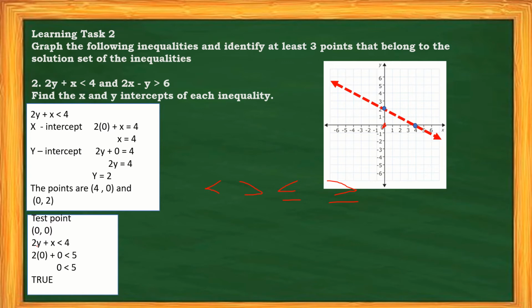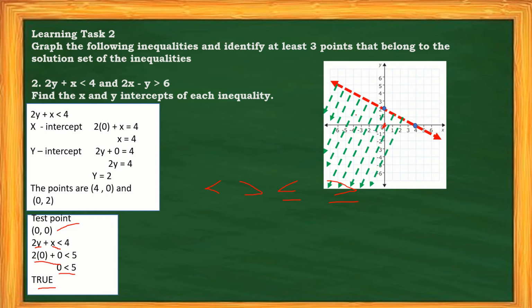Okay, so substitute in the given inequality. So, y is 0 and x is 0. So that will result to 0. Okay, 0 is less than 4 and that is true. So, dahil nag-true, ibig sabihin, yung point na 0, 0 ay madadaanan sa pag-shade. So, ang ating pag-shade ngayon is pababa. Okay. So, ito yung graph ng ating first inequality.